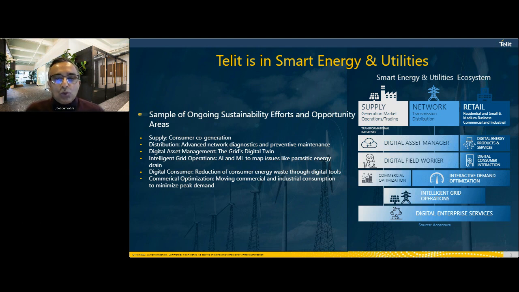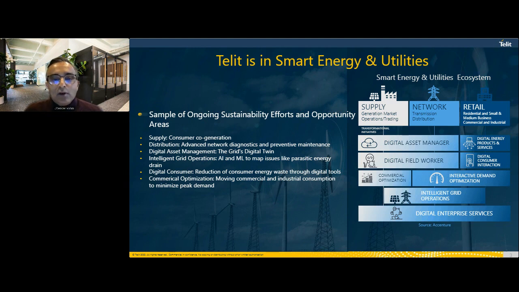Before I walk you through an example or two, I just wanted to highlight, Telit has a long history working on private network projects with utilities globally. We've been supporting private cellular deployments for utilities with smart metering projects in Europe since the early days of 450 megahertz.